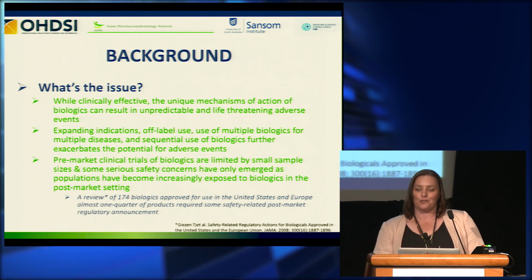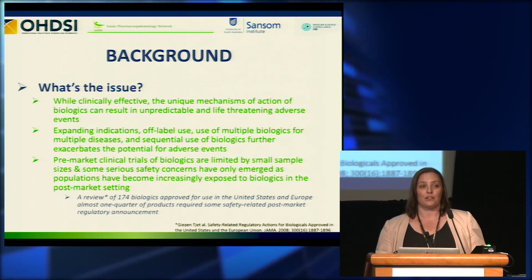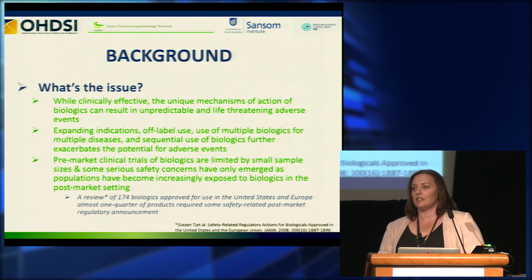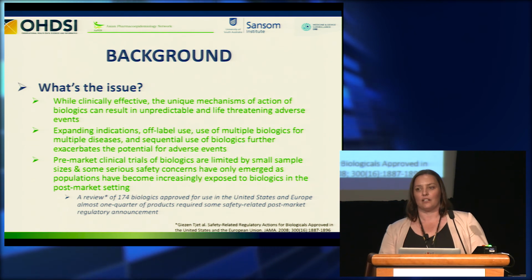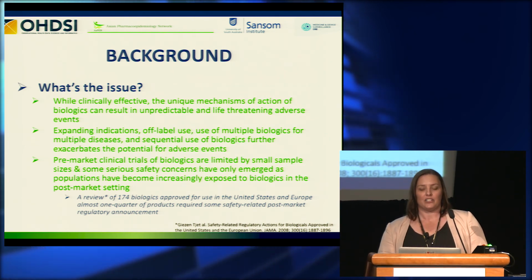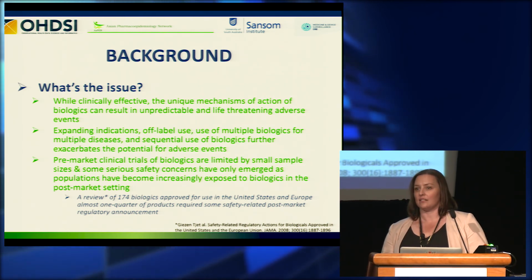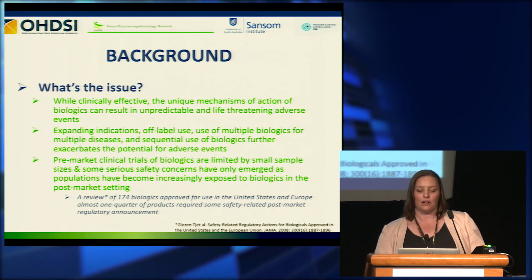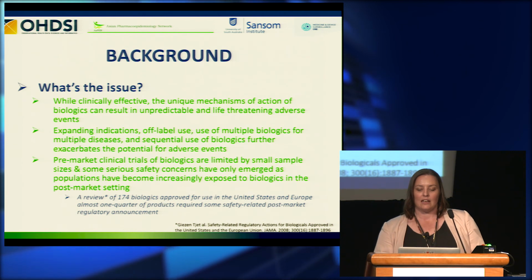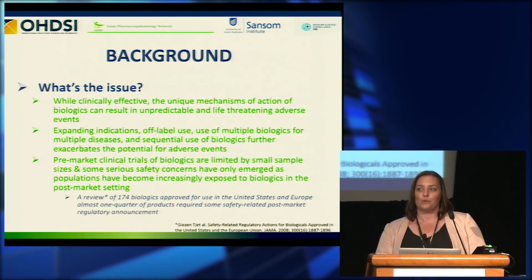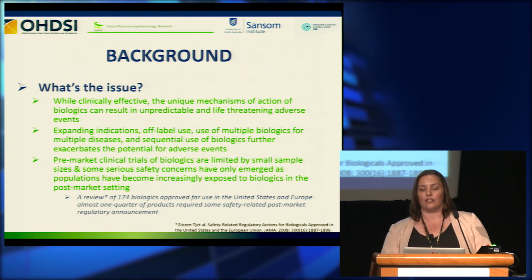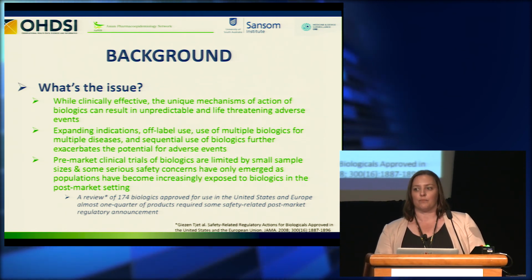The pre-market clinical trials of biologics, as we know, are very limited in their size, and some of the really serious safety concerns have really only come to light once large populations have used these medicines in the post-market setting. In particular, a review of 174 biologics actually found that almost 1/4 of the products had some sort of safety-related concern that was raised after marketing.